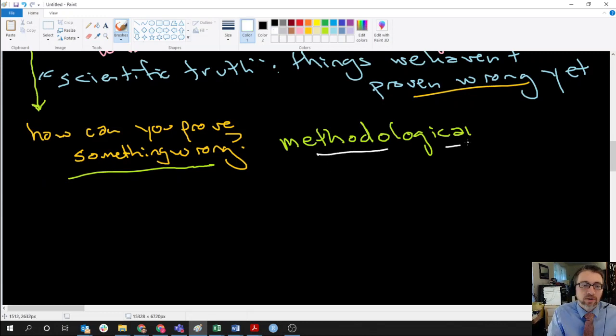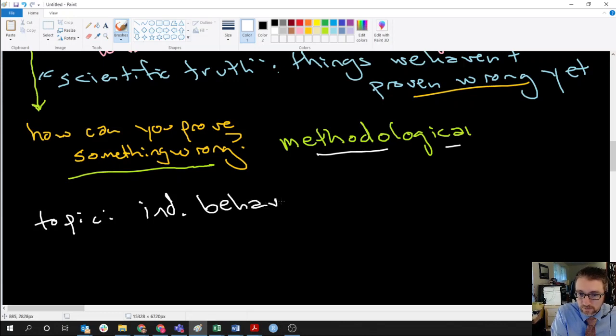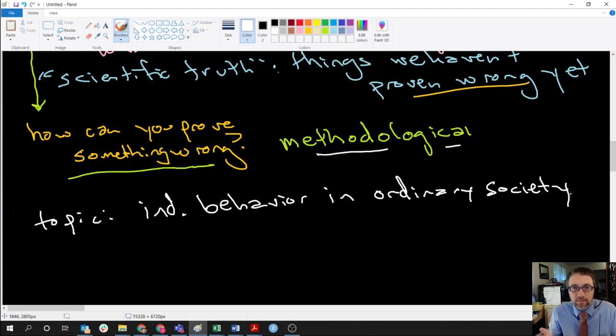The topic of microeconomics, the thing we generally are interested in, is individual behavior in ordinary society. Meaning we're not putting people under an MRI. We might, but we're not interested in how individuals function in a controlled environment. We're interested in how individuals function in engagement with one another, and what that does, right? What kind of effects that has, and what kind of predictions we can make.